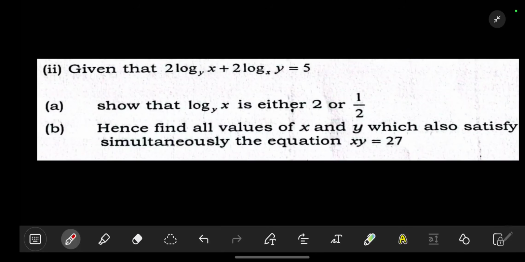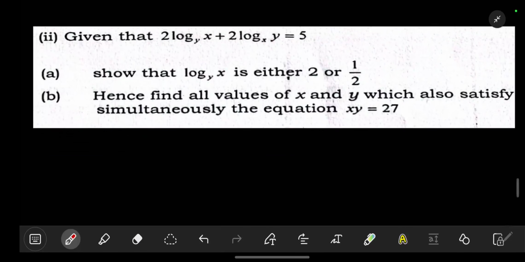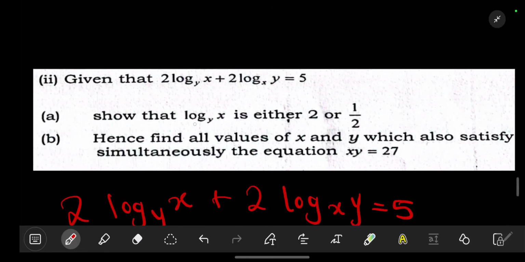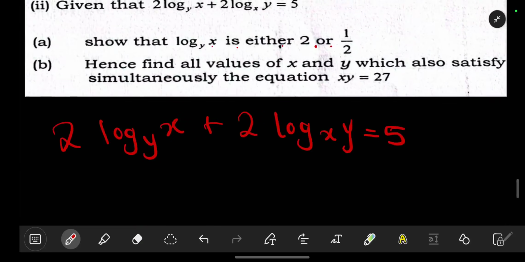Let's look at our next question. So we have this one: given that 2 log of x base y plus 2 log of y base x should be equal to 5 like that. So we are required to show that the log of x base y is either 2 or half.